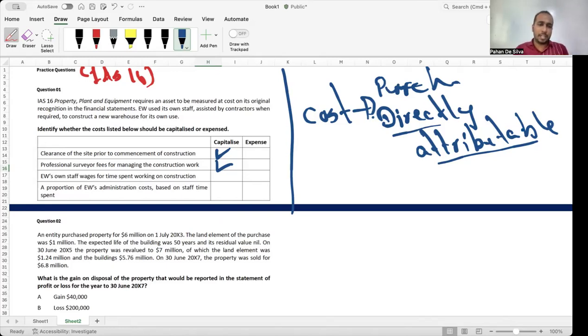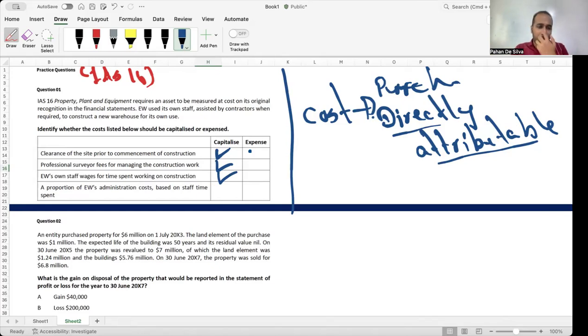Without this effort of the staff of the company, we can't construct this building. Therefore, definitely we have to get the staff salaries or wages for their time spent on working on the construction. Without their labor, we can't construct this. Therefore, it has to be capitalized. We can't just charge it to the P&L. We have to capitalize it.